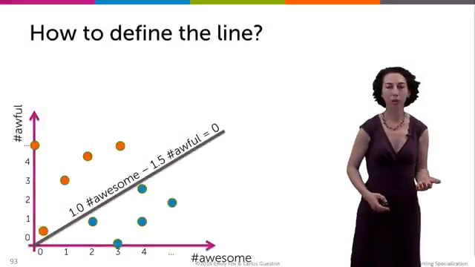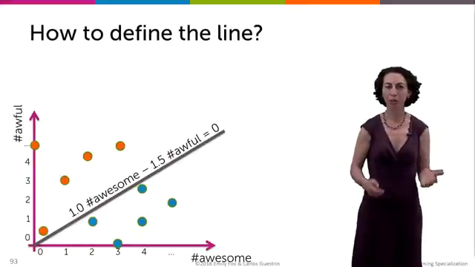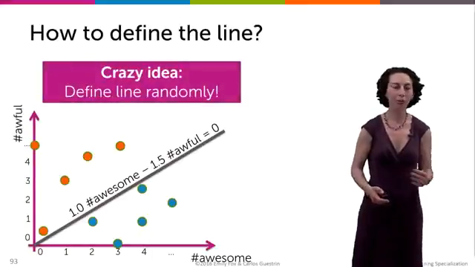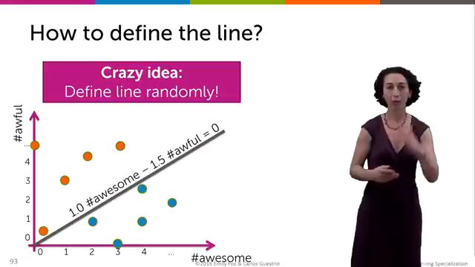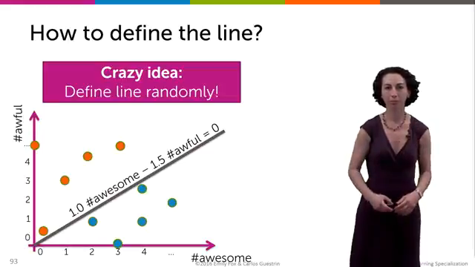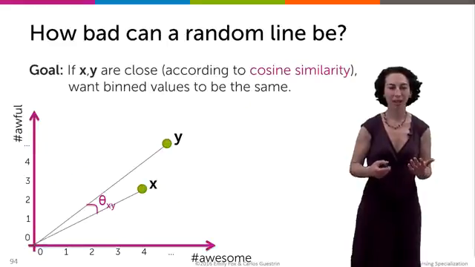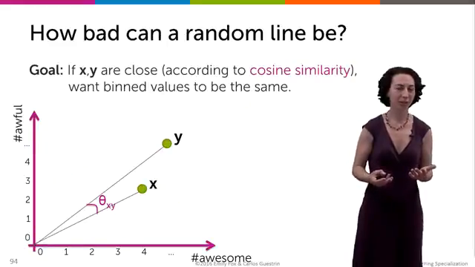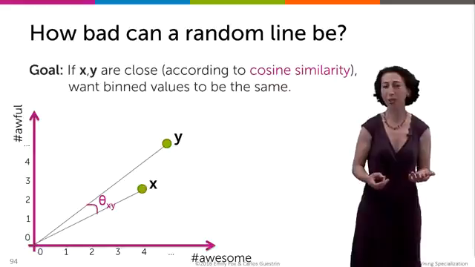Well, let's start with the question of how are we going to define this line? And for this, let's propose something that sounds really, really crazy. What if we just draw the line randomly? Just randomly throw down a line that goes through the 0, 0 point. Well, how bad can this be? It sounds like it could actually be really, really bad, but let's think through this a bit.